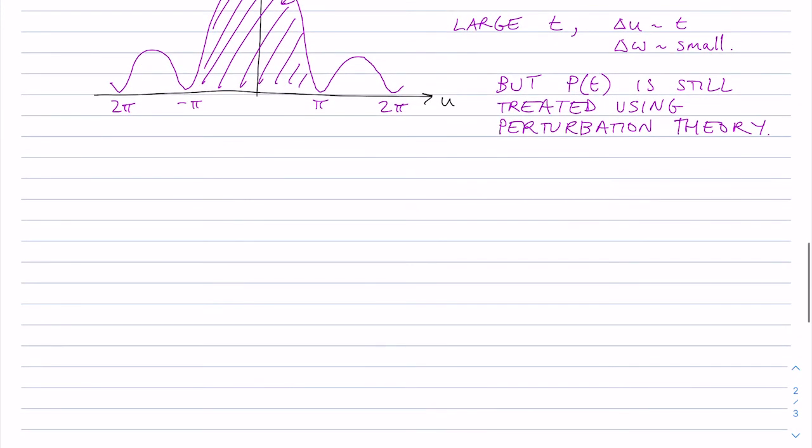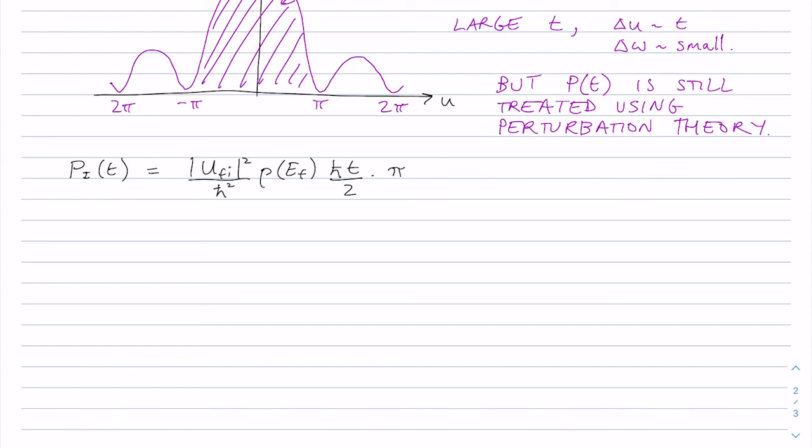And P of t is now U_fi squared over h bar squared, density of states, h bar t over 2, and the integral is now pi. So it looks very, very simple. Usually one doesn't see it in this form. Usually one sees Fermi's golden rule in a different form.